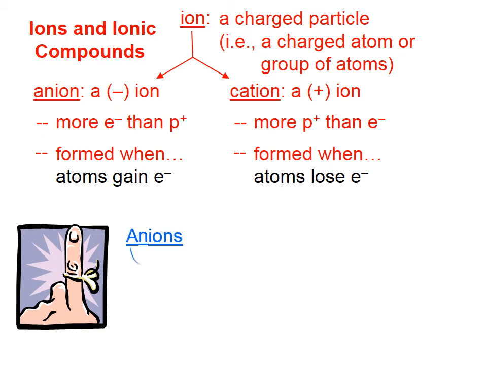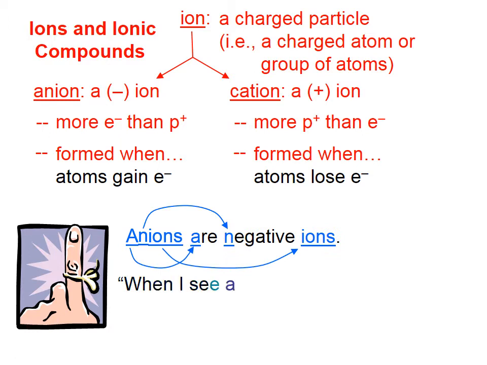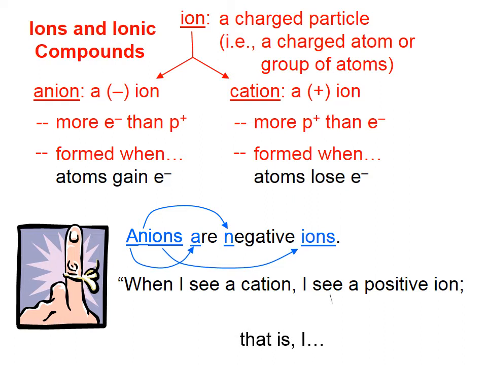Here are a few things to help you remember. Anions are negative ions. You can see that there's a little relationship there. When I see a cation, I see a positive ion. How clever is that? See that? There's a plus sign right there in the word cation. When I see a cation, I see a positive ion.